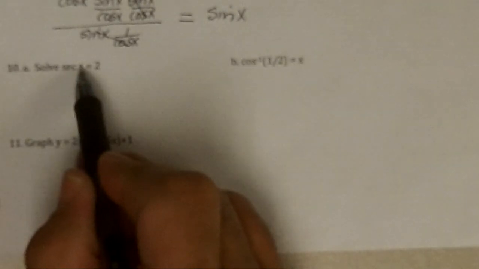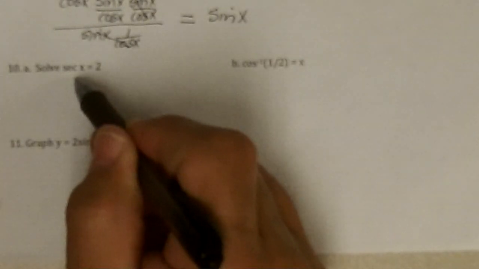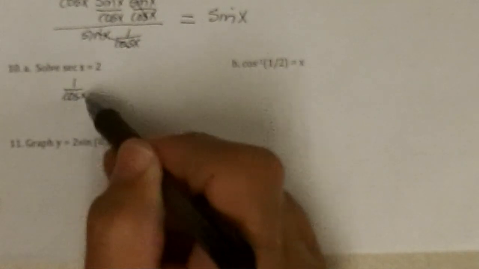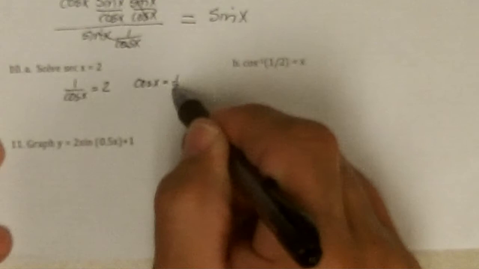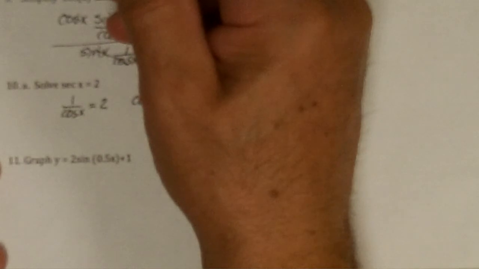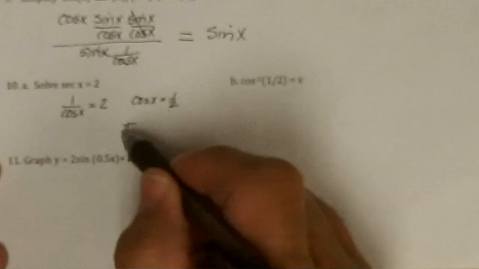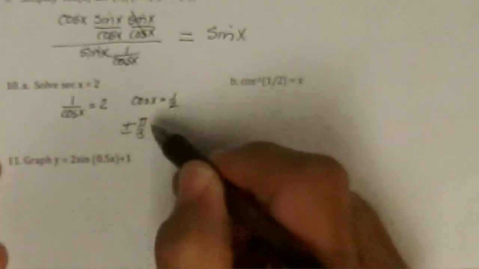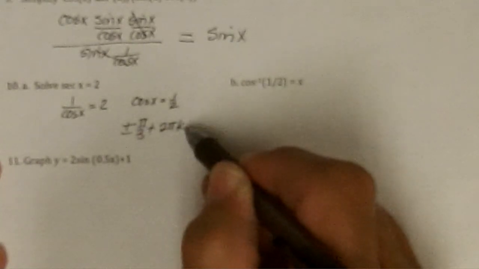Solve secant of x equals 2. So this says, what angle can we take the secant of and get 2? Secant is 1 over cosine x equals 2. So if we take the reciprocal of both sides, we get the cosine of x equals 1/2. And cosine is 1/2 at pi over 3 and negative pi over 3. So we get plus or minus pi over 3 plus multiples of 2 pi k.